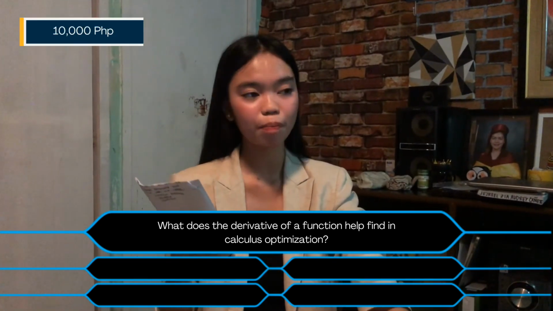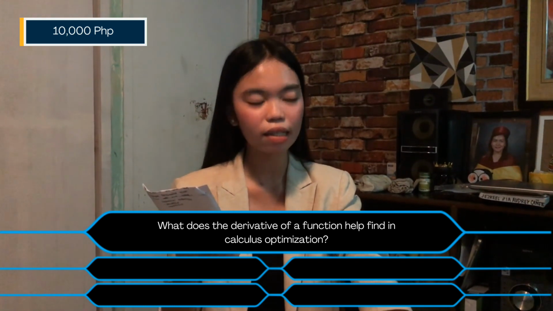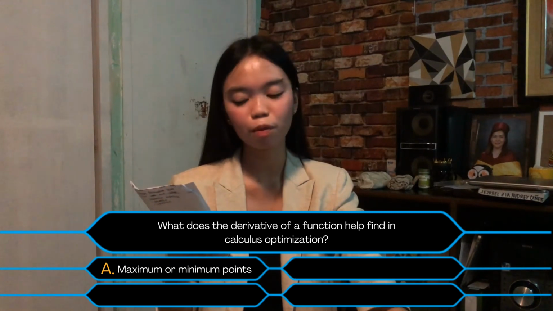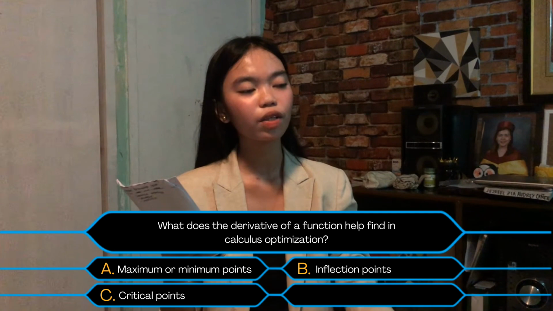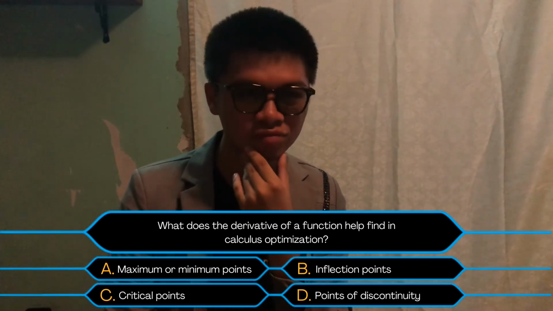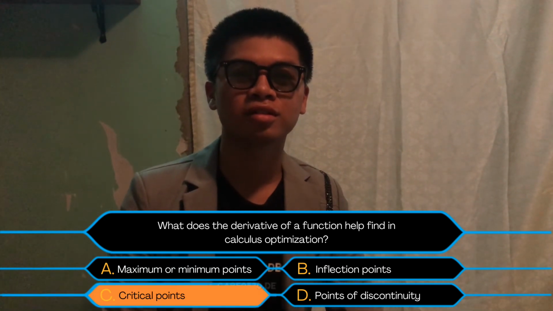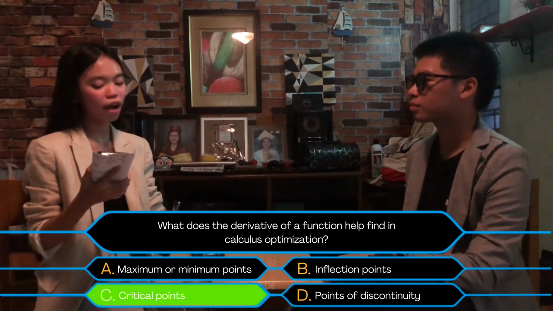for 10,000 pesos, what does the derivative of a function help find in calculus optimization? A. Maximum or minimum points. B. Inflection points. C. Critical points. And letter D. Points of discontinuity. C. Critical points. Correct.